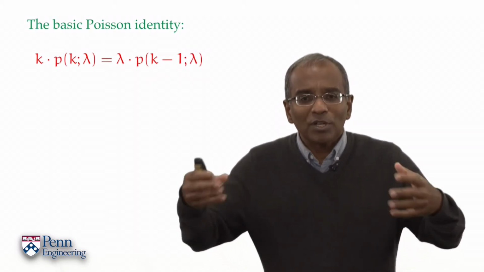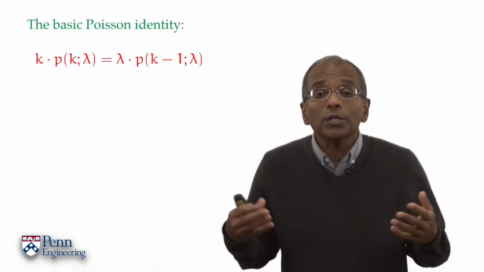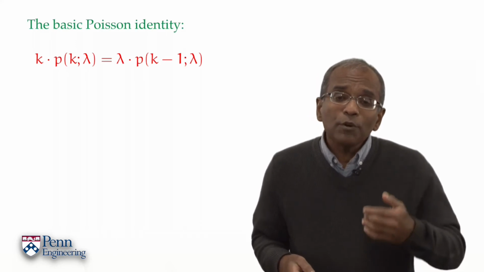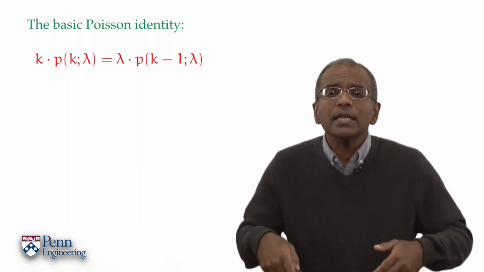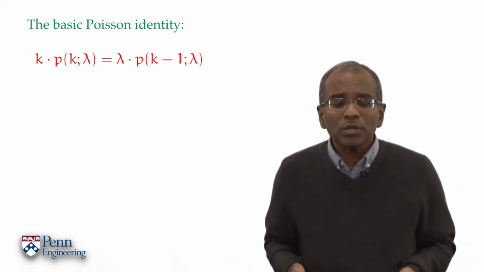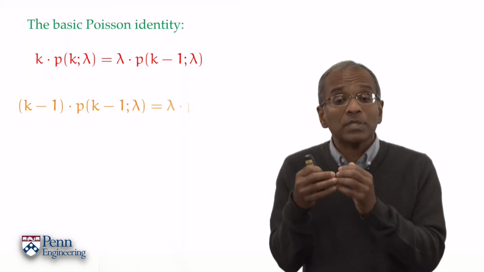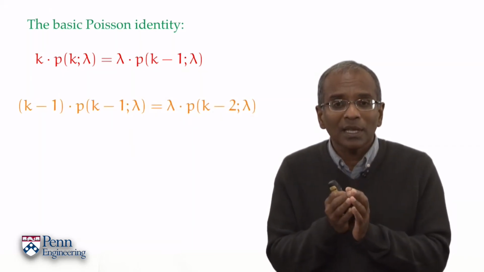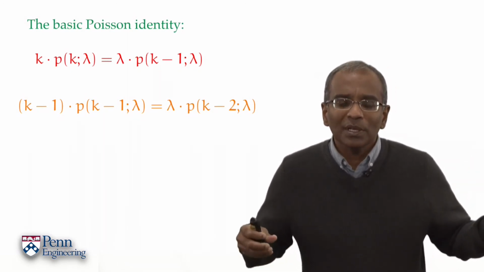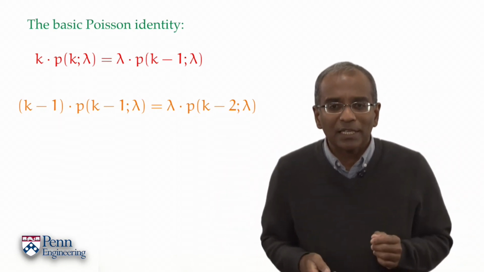Of course, the moment we've got such an identity, we realize that this identity is valid for all non-negative integers k, and therefore, if we replace k by k minus 1, the identity will hold valid. And if we replace k by k minus 1 throughout, on the left-hand side, we'll get another identity of the form k minus 1 times P of k minus 1, and on the right, we'll get lambda times P of k minus 2. Of course, we can generate any number of identities by simple manipulations like this.